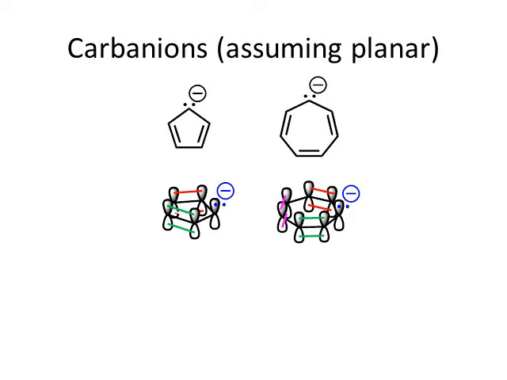So in this case, the cyclopentadienyl anion, the one on the left, has 2, 4, 6 electrons. On the other hand, the cycloheptatrienyl anion on the right has 2, 4, 6, 8, if you count 2 for each double bond and 2 for the lone pair. And therefore the molecule on the left is particularly stable. That is, it's aromatic. And the molecule on the right is particularly unstable. That is, it's anti-aromatic.